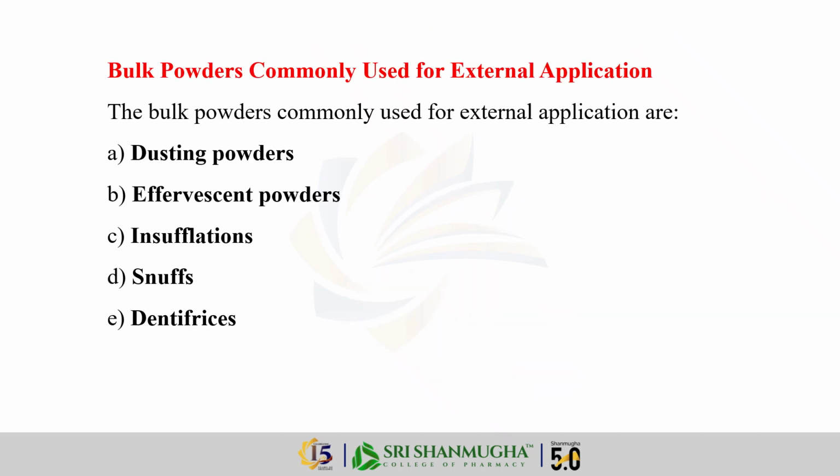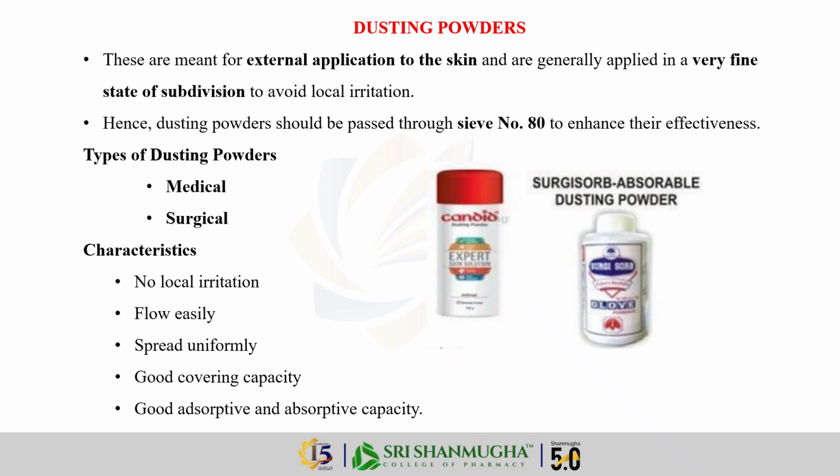Bulk powders commonly used for external applications are: first one, dusting powders; second one, effervescent powders; third one, insufflations; fourth one, snuffs; fifth one, dentifrices. Next, dusting powders. These are very fine powders applied to the skin. Medical types are for skin conditions, while surgical types are for wounds or body cavities.